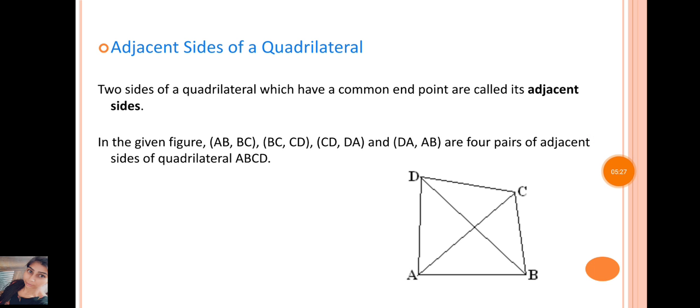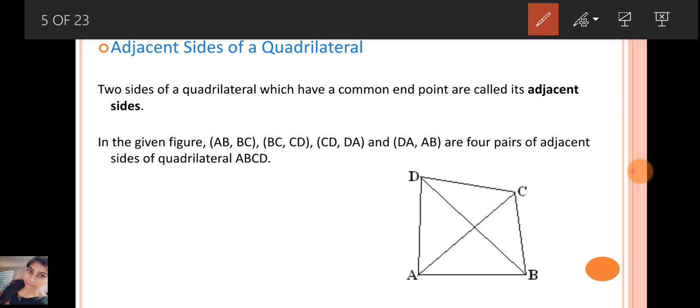Okay. So now we will study what the adjacent sides of the quadrilateral are. Adjacent sides of the quadrilateral means the sides which are next to each other, or which have the common end point. Just see this side and this side. Can you see A is common in both? So that means this side and this side, that is AD or DA and AB, are a pair of adjacent sides. As you can see here, I have written the name also.